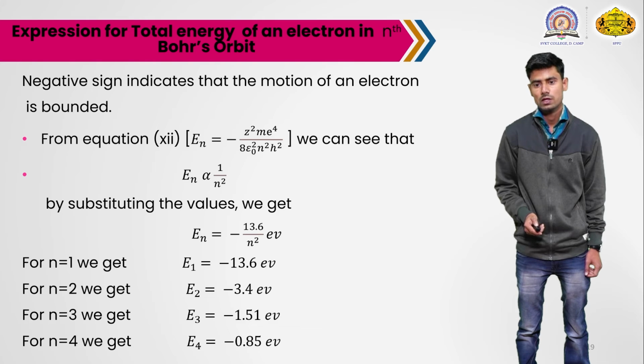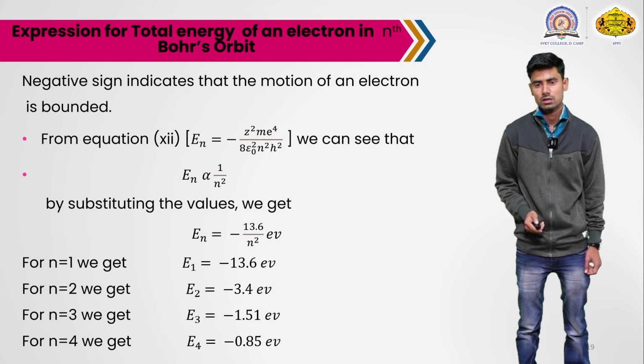If I substitute the values of the mass of the electron, the charge of the electron, epsilon 0, the permittivity of free space, and Planck's constant in equation 12, that is, in the total energy expression, I will get the energy of the nth Bohr orbit as minus 13.6 divided by n square in terms of electron volt. Here we are using the unit of energy as electron volt.